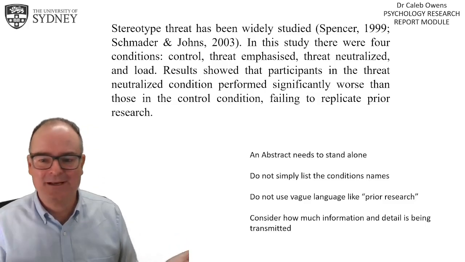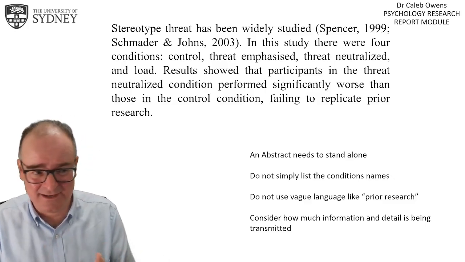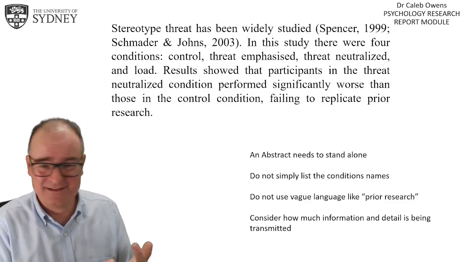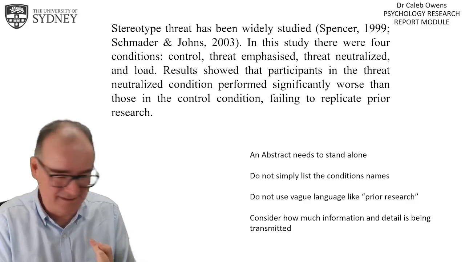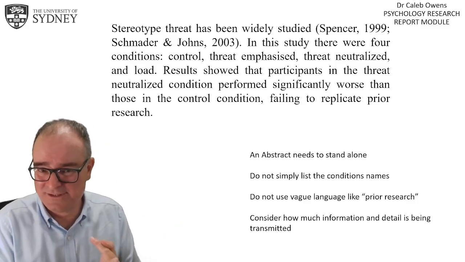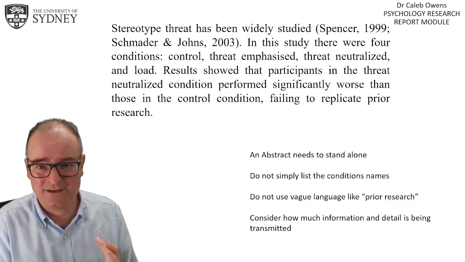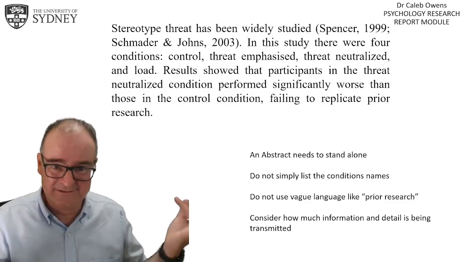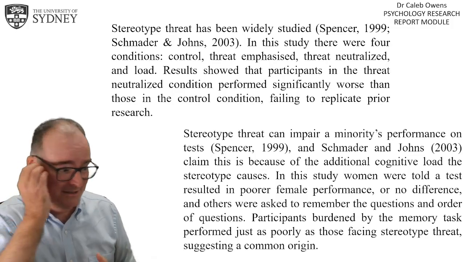Okay. Prior research, past studies, widely studied. This is not the time to bring in the AI style rhetoric. It's not the time. You've got few enough words as it is in an abstract, usually 150 to 200 words tops. It's no time for vague rhetoric. It's just going to make it even less compelling. Always consider how much information is being transmitted.